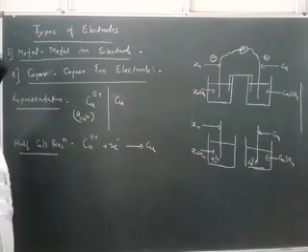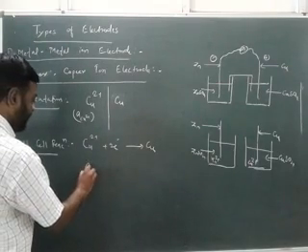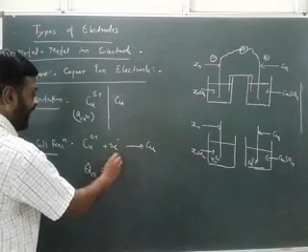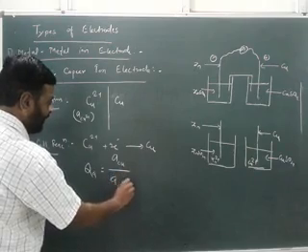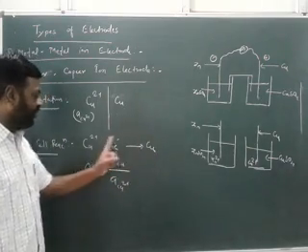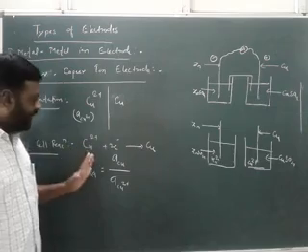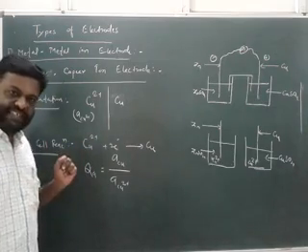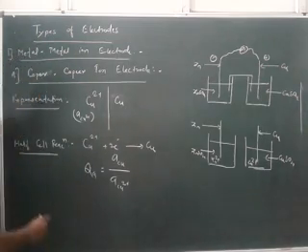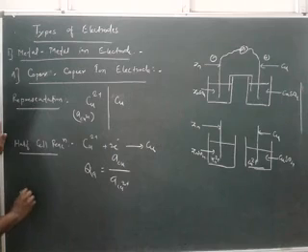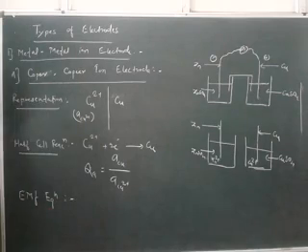So from this half cell reaction we can write the QA, the reaction quotient. Reaction quotient is the activity of the product divided by the activity of the reactant: activity of the product Cu, activity of the Cu2+. We cannot write the activity of the electron. So once we know the half cell reaction and reaction quotient, then we can write the EMF equation, that is the Nernst EMF equation of single electrode potential.